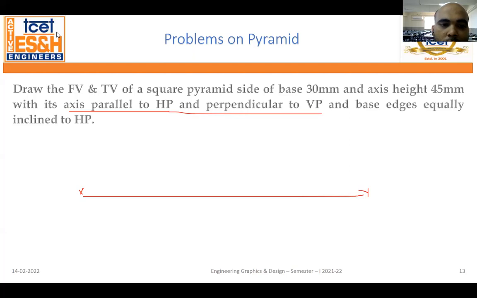It seems to be like a point, okay? And perpendicular to HP. That is one thing. Second, the base edge is equally inclined to HP.